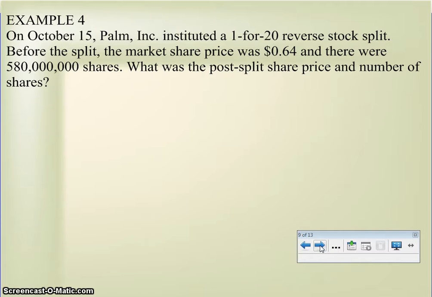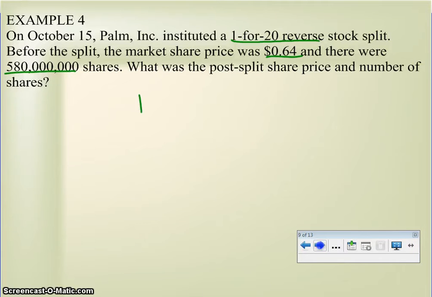All right, in example 4, it says on October 15th, Palm Inc. instituted a 1-for-20 reverse stock split. So reverse, it's got too many shares out there, and it wants to bring the number of shares down, but that will increase each share's value. So before the split, it was worth 64 cents, and there were 580 million shares. What was the post-split price and number of shares?